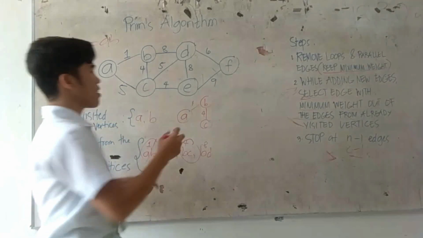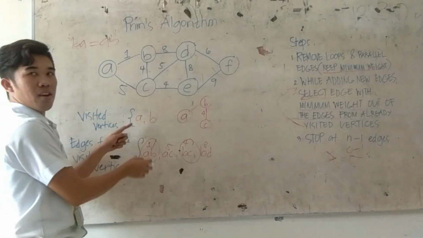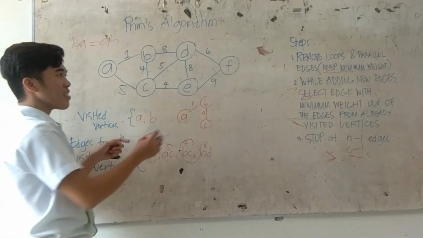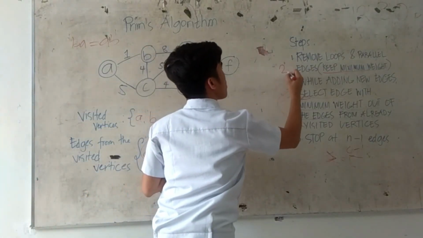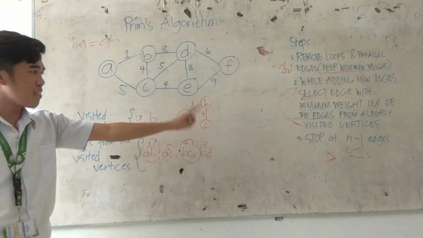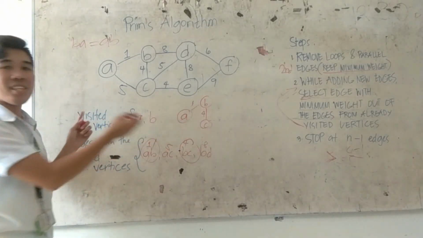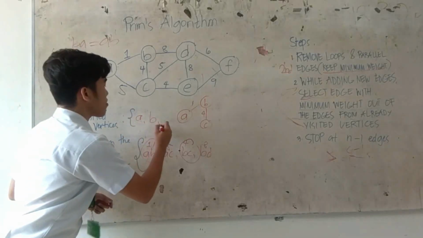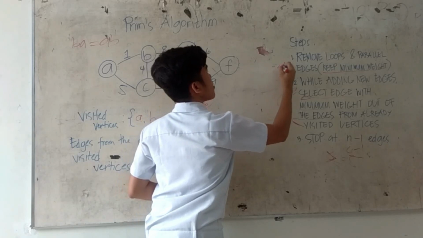Oh, before I forget, this is the first edge that we are going to visit. We are now in the second edge. So next is BC. This BC makes the C to be the next visited vertex. So let's write here C. So we are in the third edge.